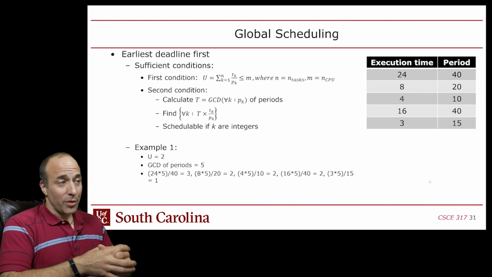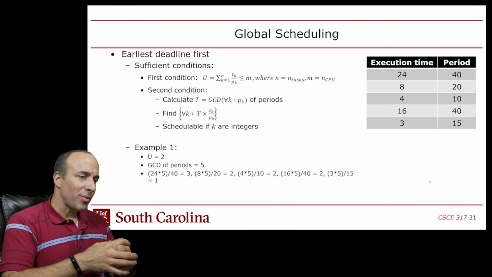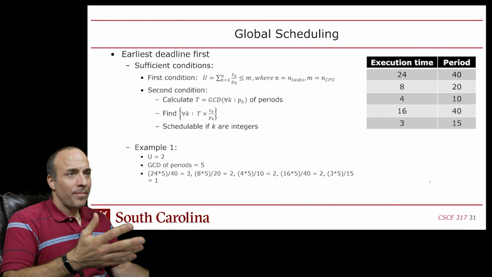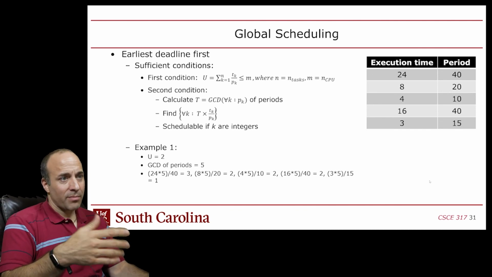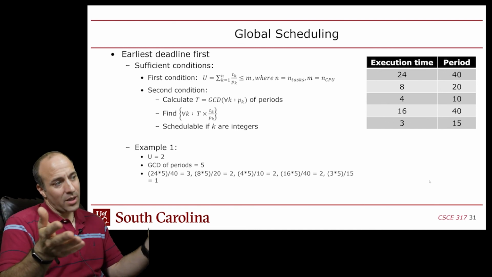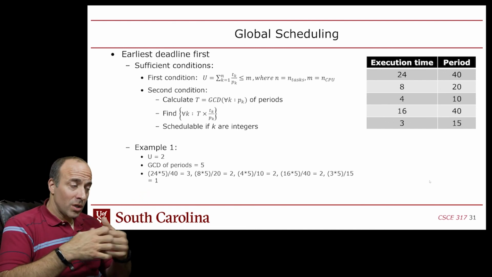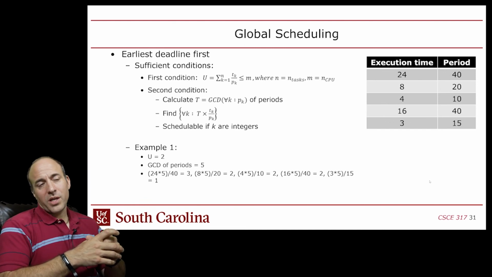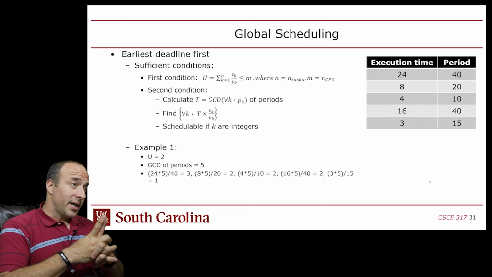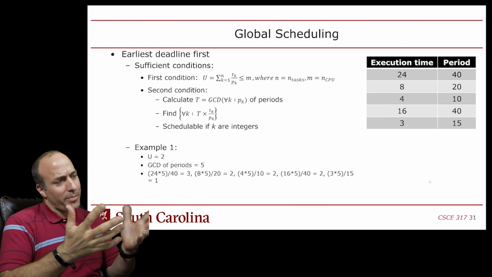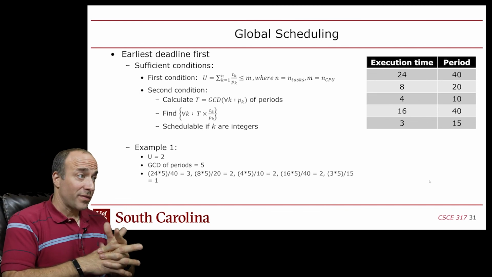And if for all the tasks, after you make that calculation, that value is an integer, then the task set is schedulable. So for example, if you take this task set, we calculate the utilization, which is 24 over 40 plus 8 over 20 plus 4 over 10 plus 16 over 40 plus 3 over 15, which adds up to be 2, or 200% utilization. And we have two CPUs. For two CPUs, that would pass the first condition.